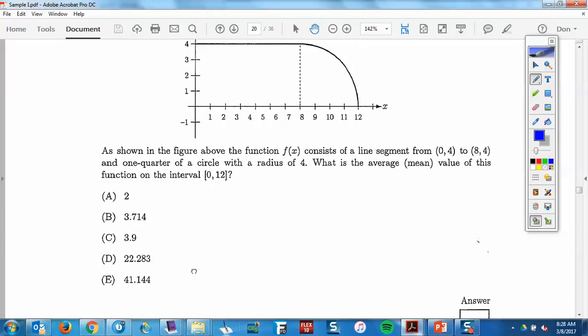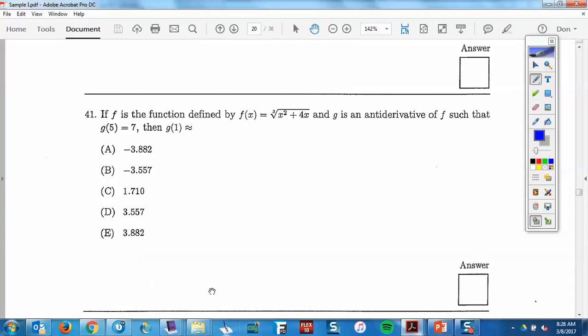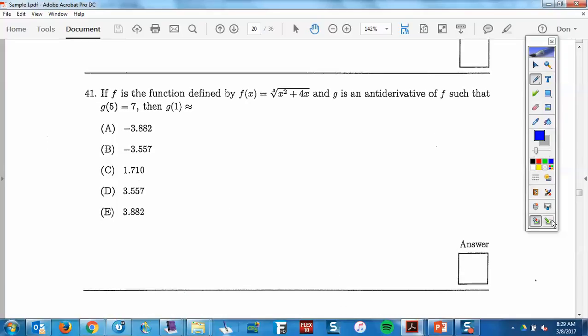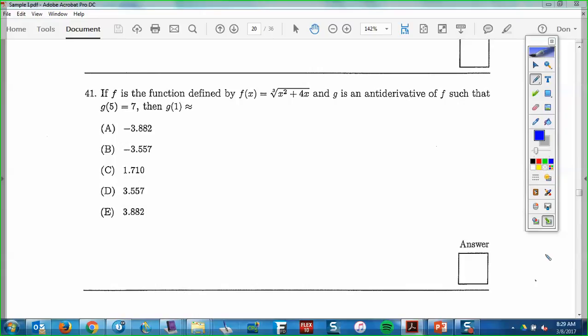Okay, all right. Quickly here, let's... You guys set it up. This is the calculator section. It is.